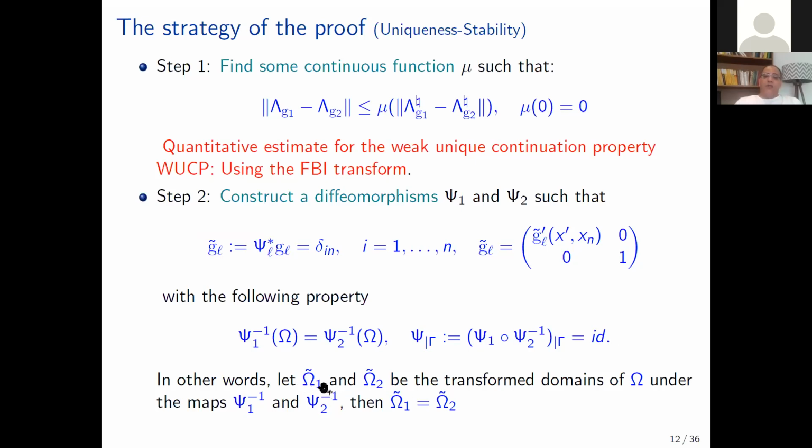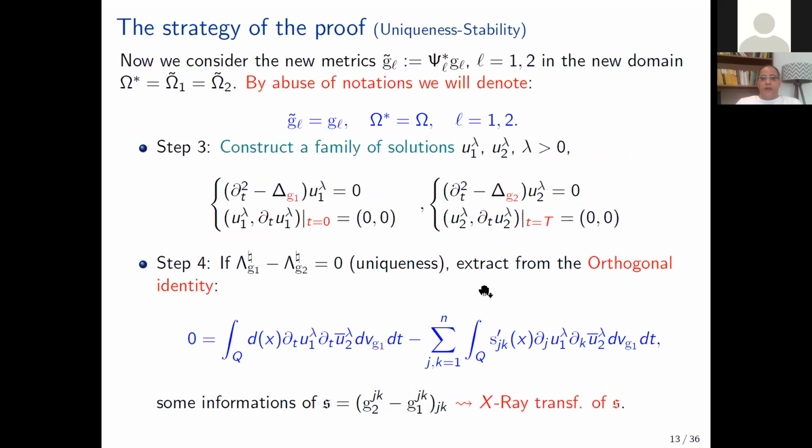In other words, if you denote by omega 1 tilde and omega 2 tilde the transformed domains of omega by psi 1 minus 1 and psi 2 minus 1, then omega 1 tilde must be equal to omega 2 tilde. Now, we consider the new metric by the change of variable, psi star, and the new domain omega star, which equals omega 1 tilde and omega 2 tilde. And we will denote, by abuse of notation, the new metric by g and the new domain by omega. So here g tilde is g and omega star is omega.